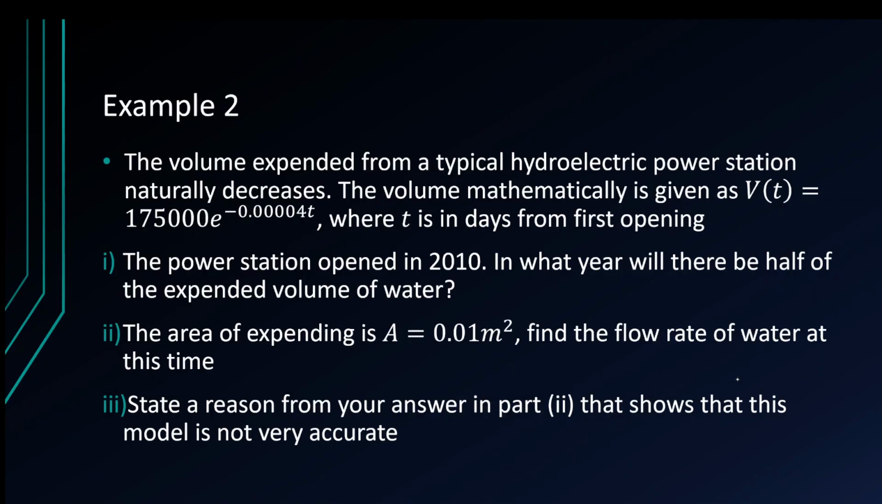So here's an example that actually involves a bit of differentiation. The volume of water released from a typical hydroelectric power station naturally decreases. The volume is given by V equals 175,000 e to the minus kt, where t is in days from first opening. The power station opened in 2010.